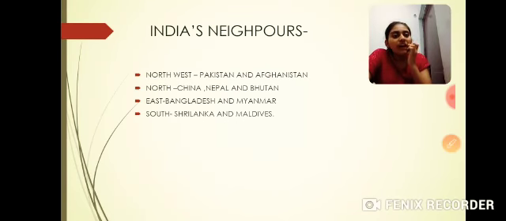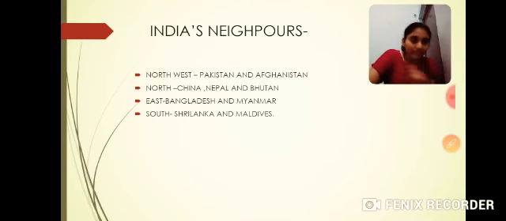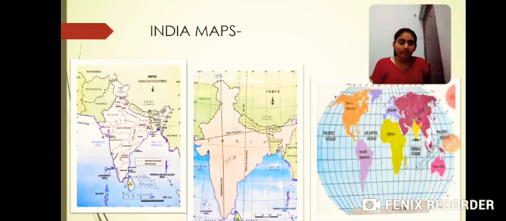नाउ वी हैव इंडियाज़ नेबरिंग कंट्रीज. सो वी हैव नॉर्थ वेस्ट पे पाकिस्तान, अफगानिस्तान, नॉर्थ में चाइना, नेपाल, भूटान, ईस्ट में बांग्लादेश और म्यांमार, साउथ में Sri Lanka and Maldives. So this is the map where you can see all these neighboring countries and all.